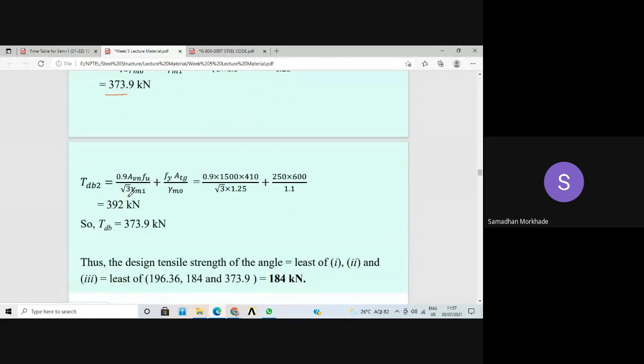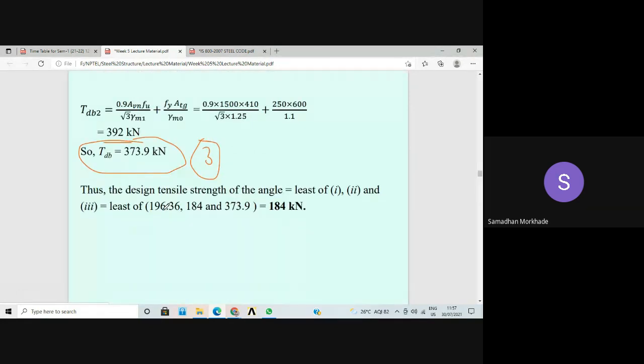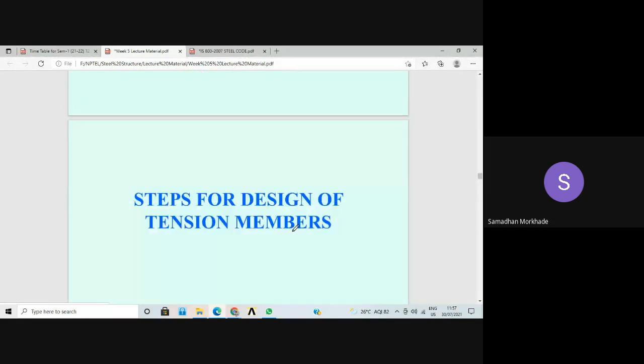TDB1 is 373, TDB2 is 392. So minimum, which is lower between these two? 373. 373 is the third value of the force. Now we have got three values. So the list of the three: 196, 184, 337. So 184, the section fails in net rupture in this second case. So this is the design tension when the shorter leg is connected to the gusset plate.